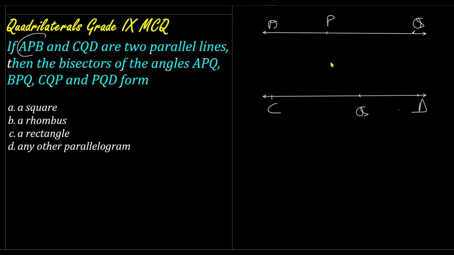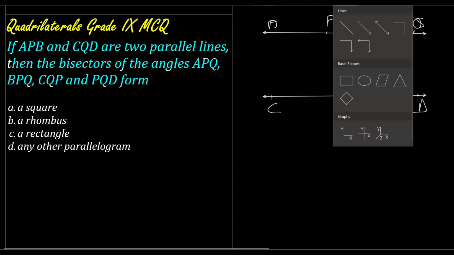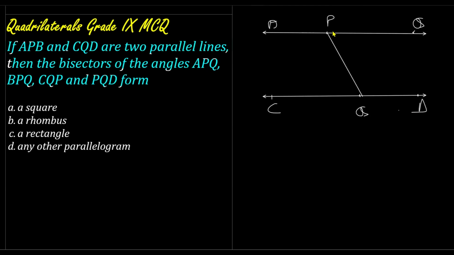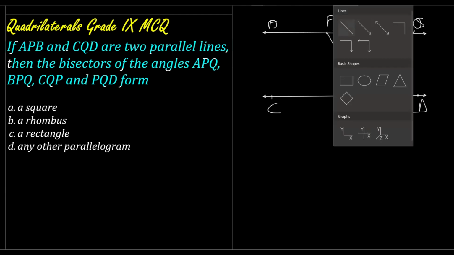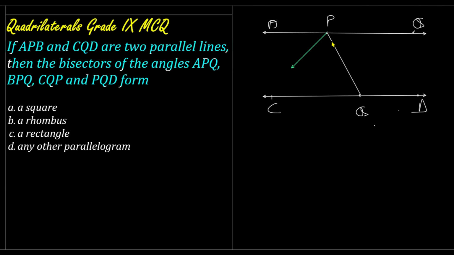Now we have to find the bisectors of APQ. That means I need to join PQ, then only we can get the bisectors of this, this, and this. So let's draw the bisectors first. I'm drawing the bisector of this. And we have to draw the bisectors of interior angles, so let's make it like this. Okay, and where they meet is not given, so I can take PQ, say this is R and this is S.